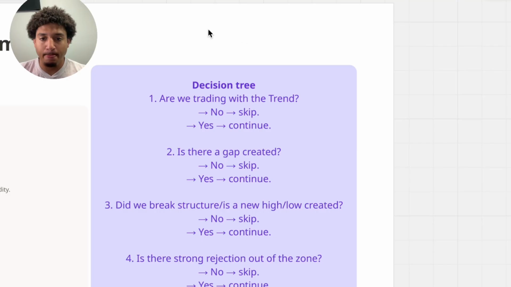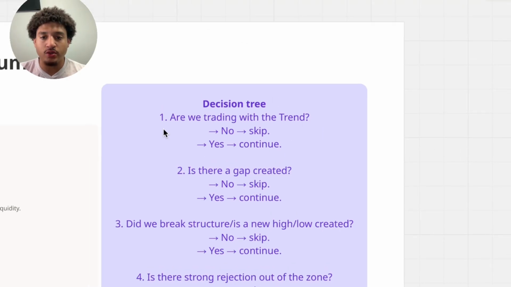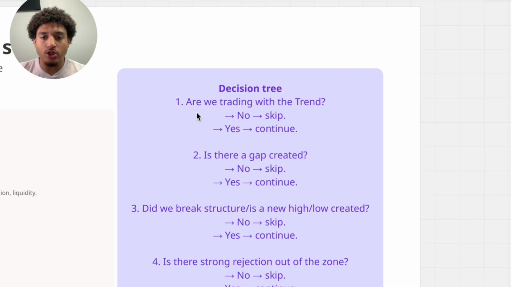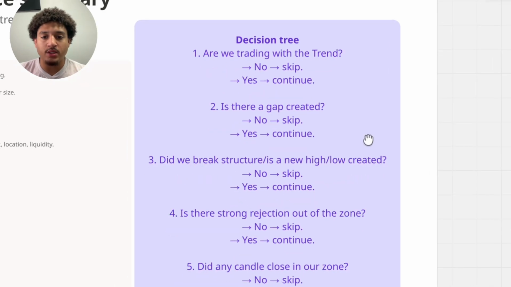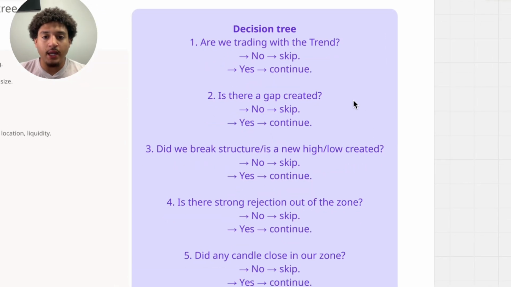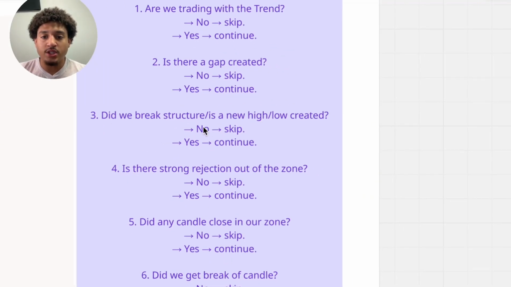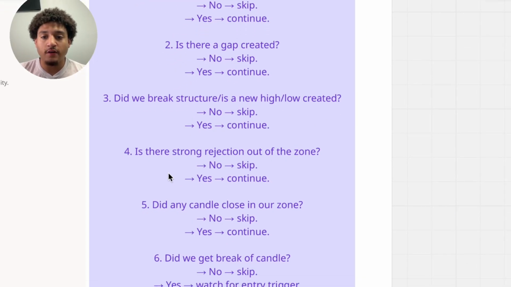So basically, our entry confirmation signals: what has to happen for us to enter a trade. Number 1 is, are we trading with the trend? If no, we skip. We don't trade. If yes, continue and wait for the next step. Number 2: is there a gap created? If no, we skip the trade. If yes, we continue and wait for the third step. Did we break structure, is there a new high or low created? If no, we skip the trade. If yes, we continue on to the fourth step.